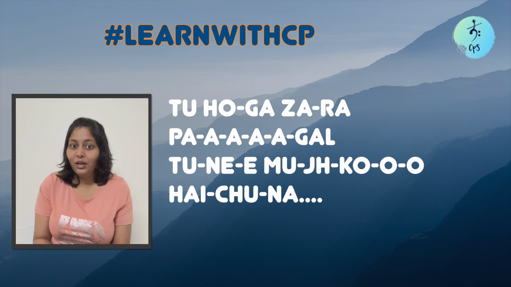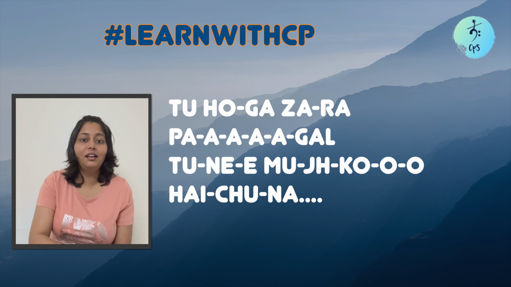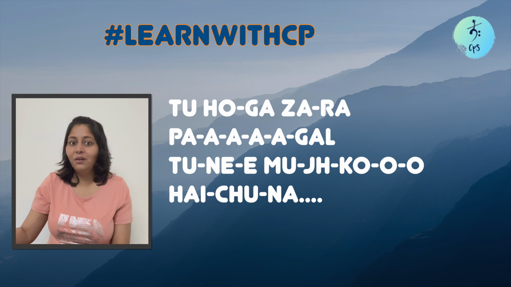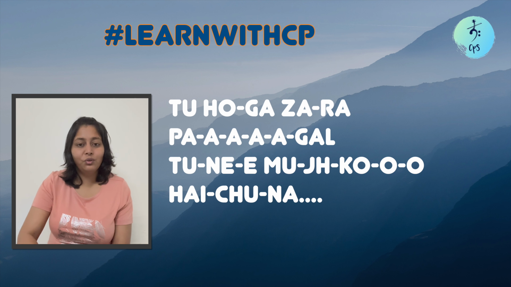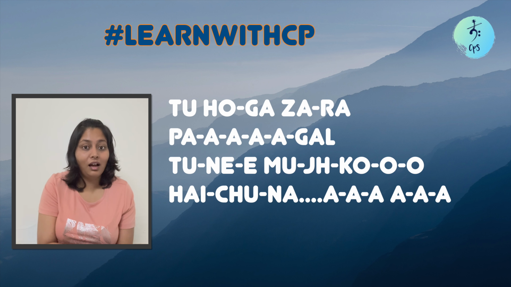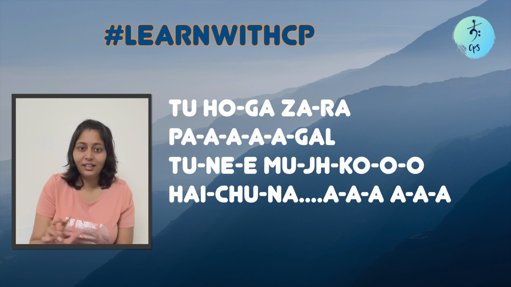Tu hoga zara pagal tune mujhko hai chuna. And there is a small alap kind of a thing, small one. 6 notes in total, right? So the first 3 notes are the zigzag, and last 3 notes sliding down.